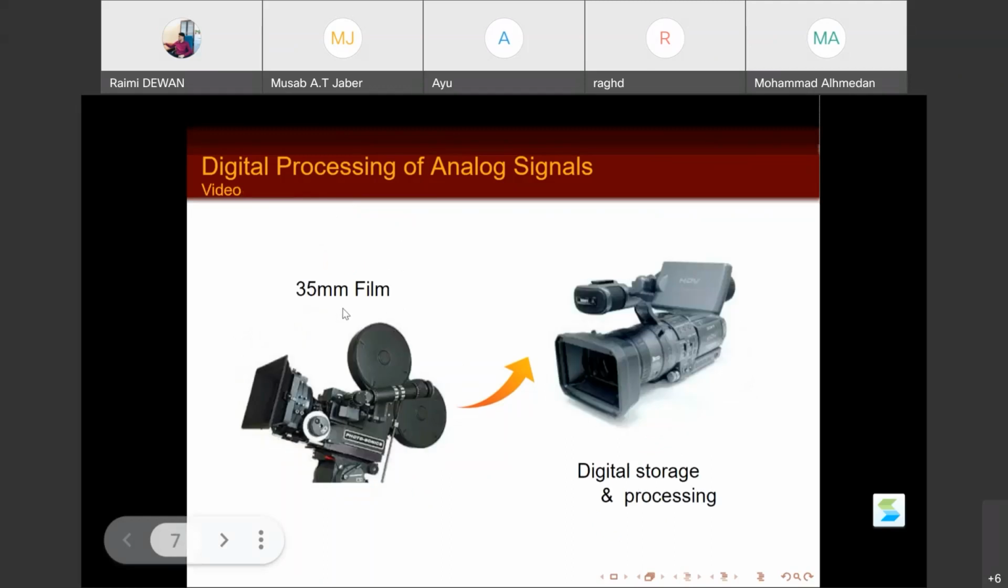How about video? Last time we used this big one, and we had a lot of film to record whatever movie. Then the technology expanded. It's like HDD and SSD, yes, hard disk drive, to store information. So digital system store and processing.